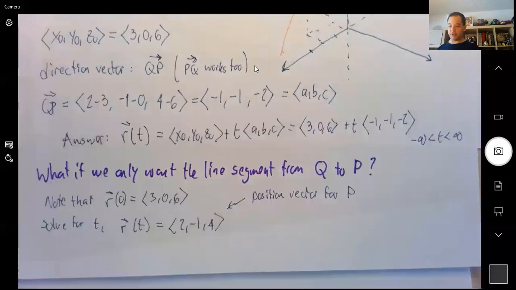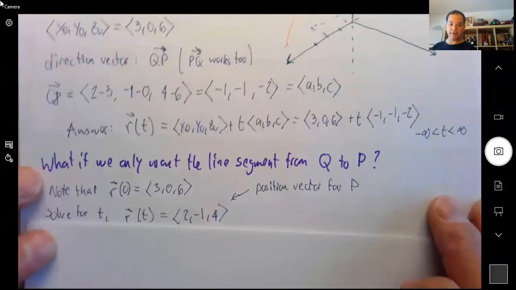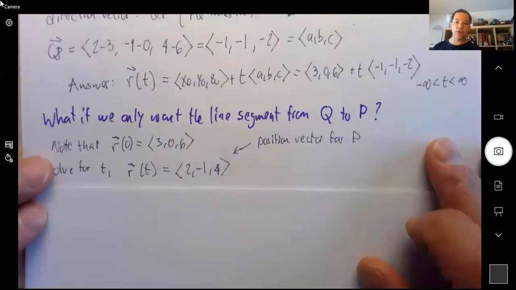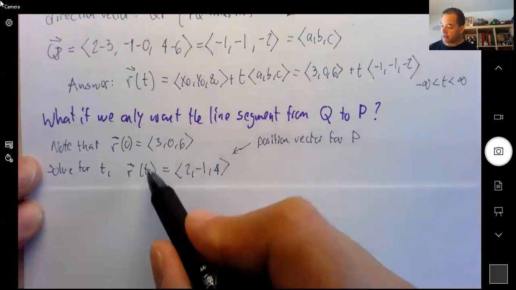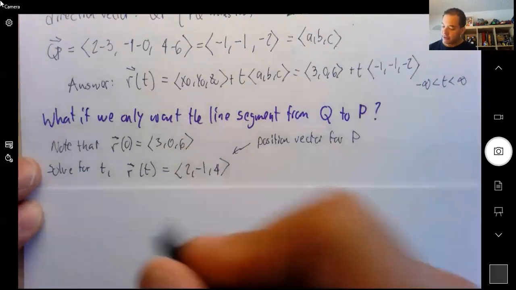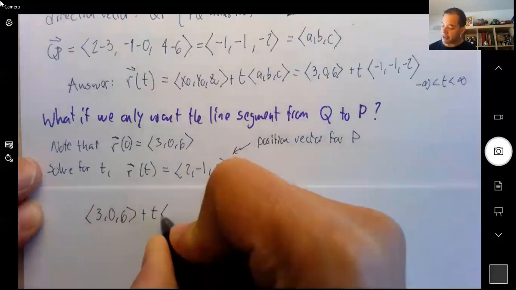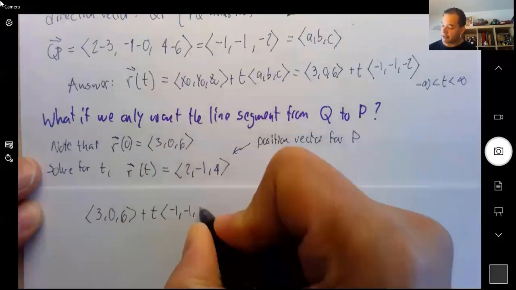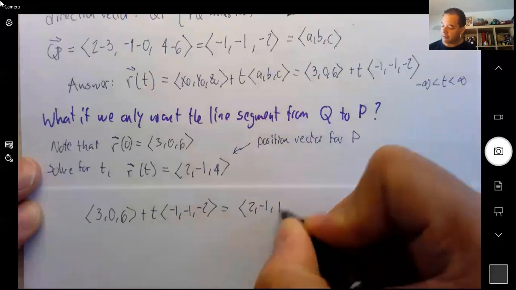So vector equations are easy. You can still add, subtract, multiply by things. The only thing you cannot do is divide by a vector. But other than that, this is not hard. So what is R of T? Here's our formula: R of T is <3, 0, 6> plus T times <-1, -1, -2> equals <2, -1, 4>.